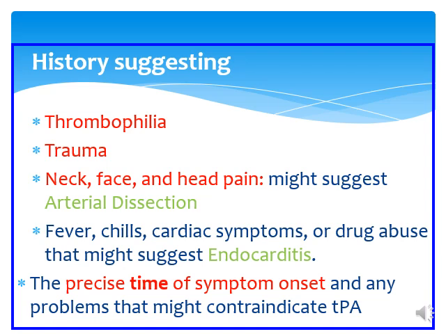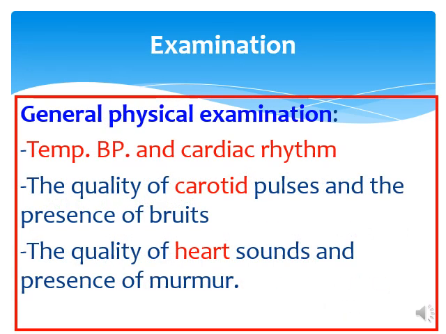Also, to rule out endocarditis, you have to ask about fever, chills, cardiac symptoms, or drug abuse. You have to comment on the precise time of symptom onset and any problems that might contraindicate thrombolysis, which is a medication given in the first 4.5 hours. So you have to know the precise time of symptom onset. This is regarding the history.